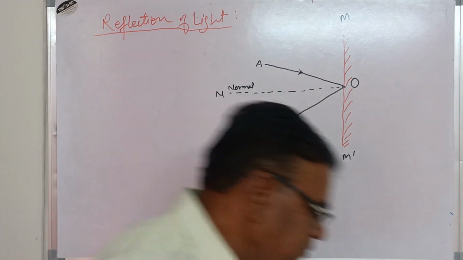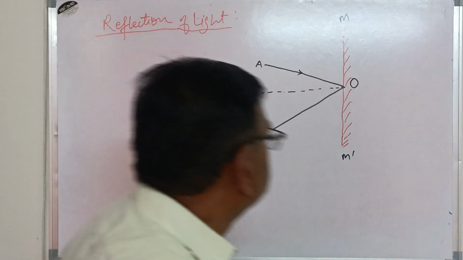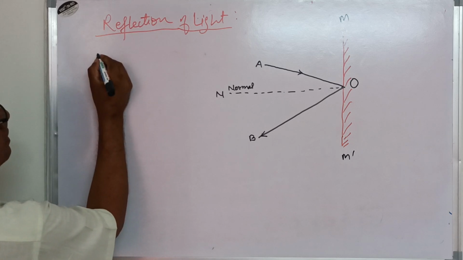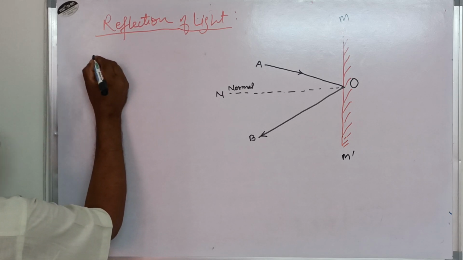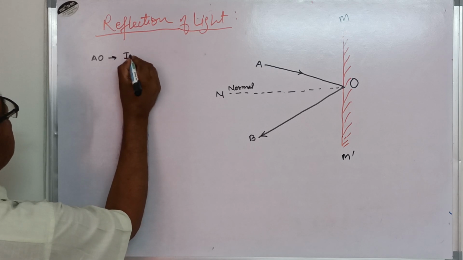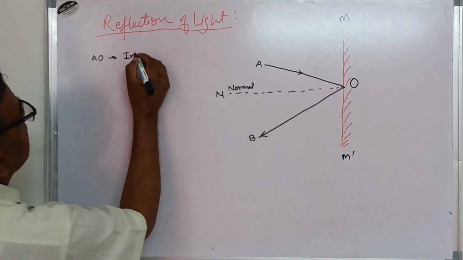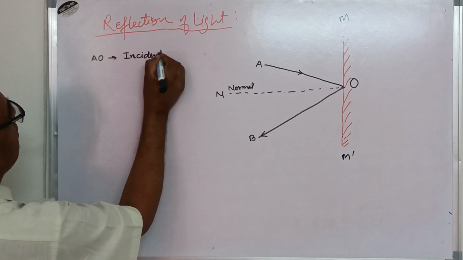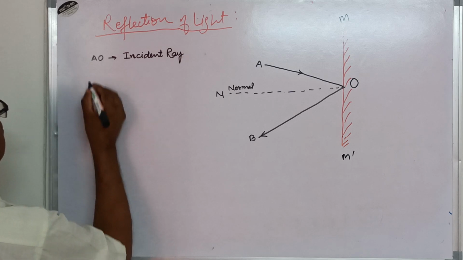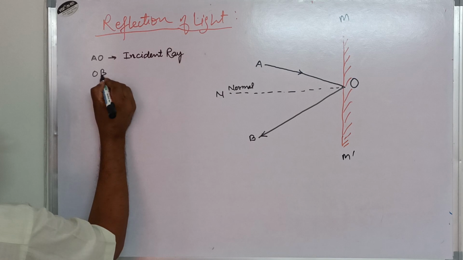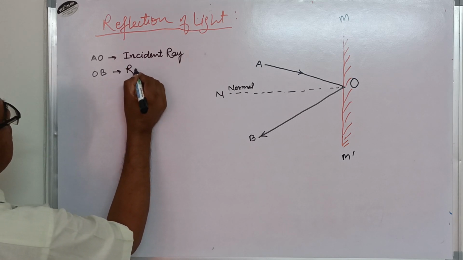So here we use the terminology. AO, the ray which falls at point O, is called the incident ray, a light ray. And OB is called the reflected ray.